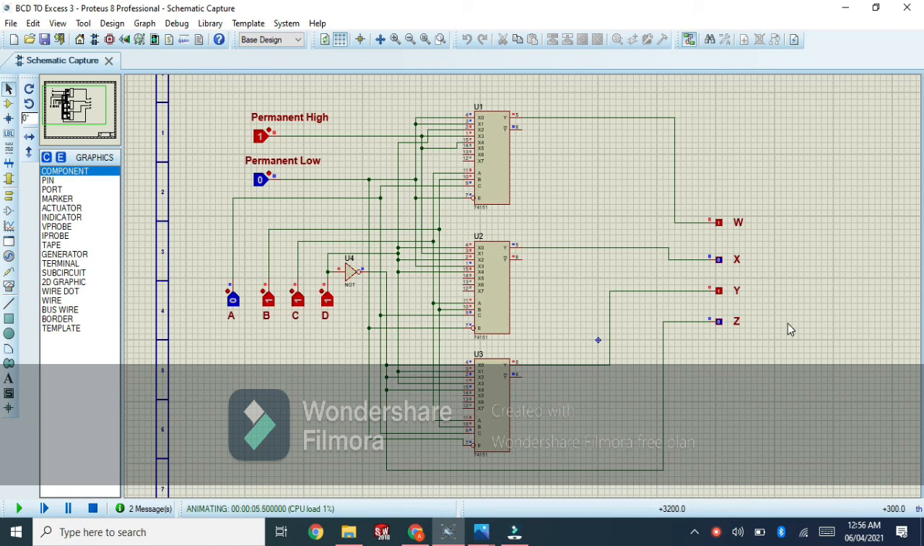So my BCD to Excess-3 with MUX circuit is ready. I have shown you the whole simulation of my circuit. So that's enough for today's lab.